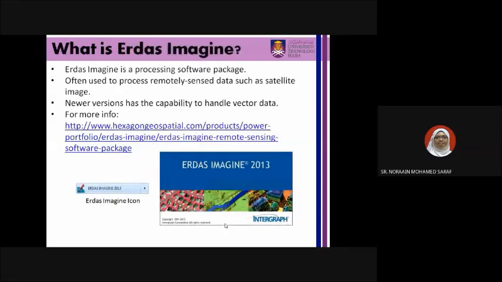What is Erdas Imaging? Erdas Imaging is a processing software package often used to process remotely sensed data such as satellite images. Newer versions have the capability to handle vector data. For more information, kindly check out the link provided.